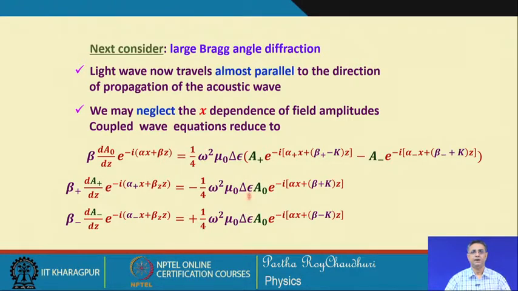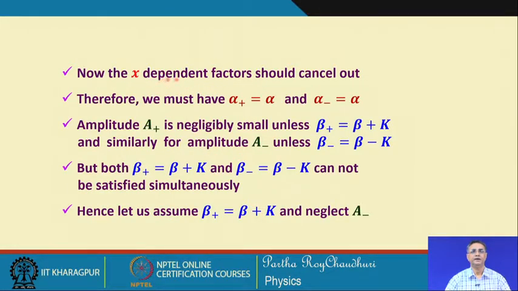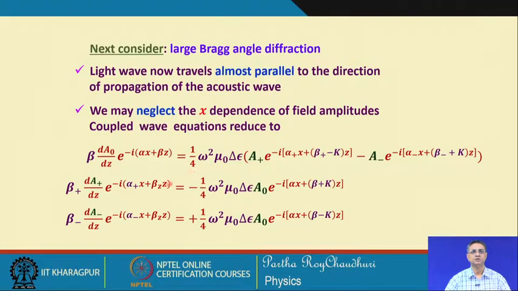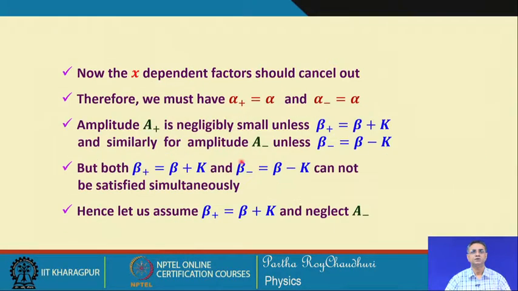So, we arrive at a set of these three equations which are reduced, where we have neglected the x dependence of the amplitude. Now, these equations will be valid. Again the x dependent factors should cancel out. Therefore, we must have e to the power of i alpha plus x equal to e to the power of i alpha x, and from here also, alpha plus is equal to alpha and alpha minus is equal to alpha.